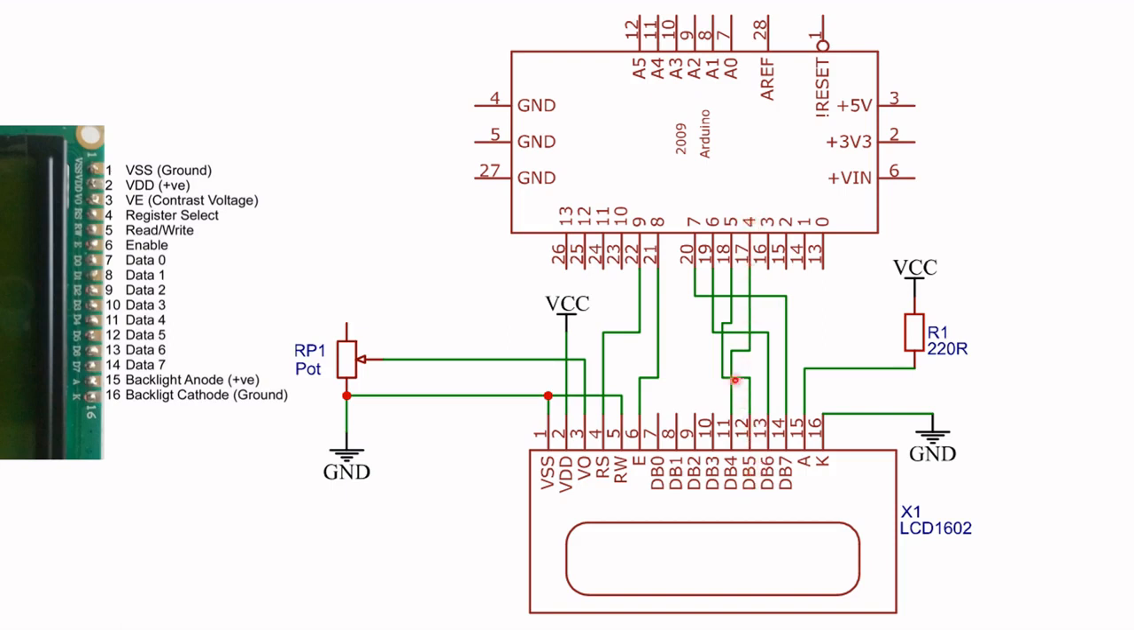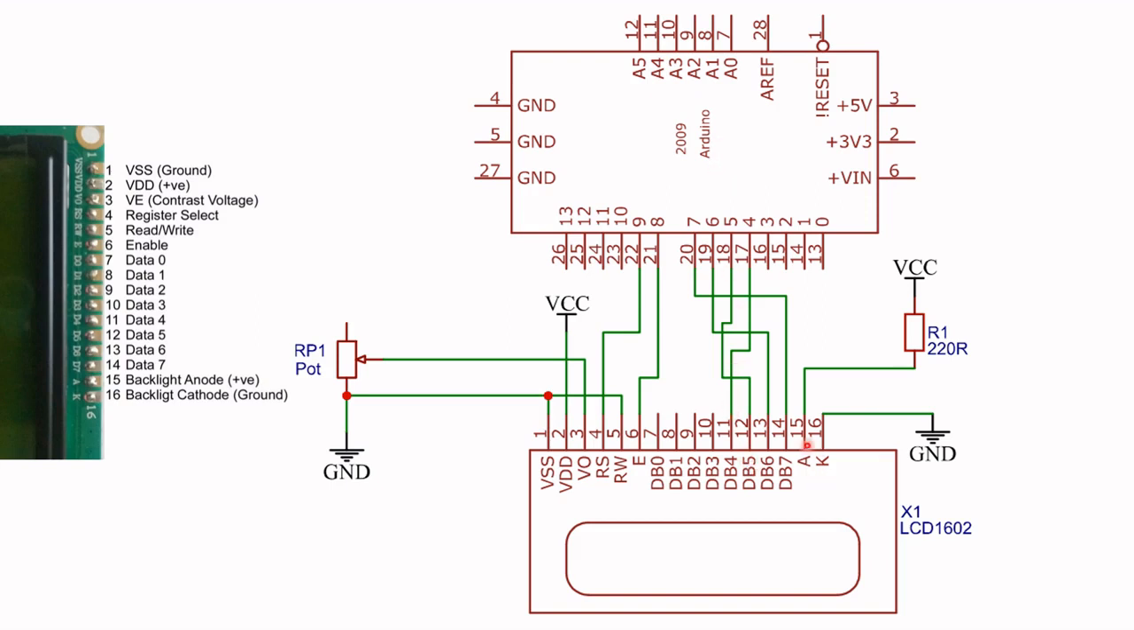Then DB5 is connected to pin 5 of the Arduino Uno, and that would be port D bit 5 on the ATmega 328. And then DB6 is connected to pin 6 on the Arduino Uno, and that would be port D bit 6 on the ATmega 328. And then finally DB7 is connected to pin 7 of the Arduino Uno, and that would be port D bit 7 on the ATmega 328 chip.